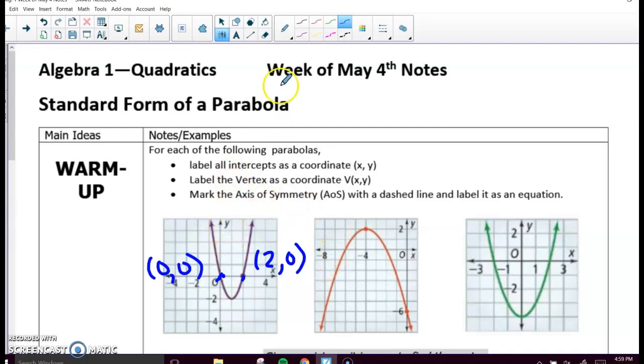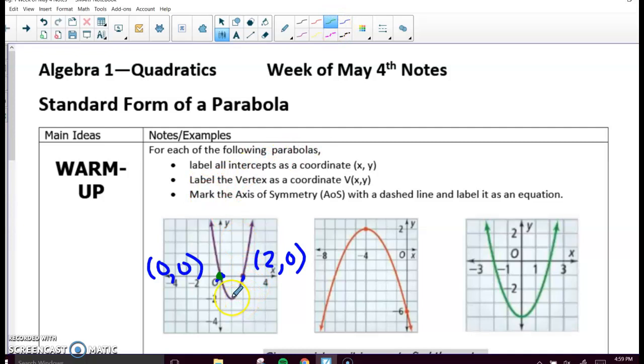Does our graph have any y-intercepts? As I look at my graph, is my graph crossing the y-axis? It is, right here, which we already labeled as an x-intercept. So an intercept could be an x-intercept and a y-intercept.